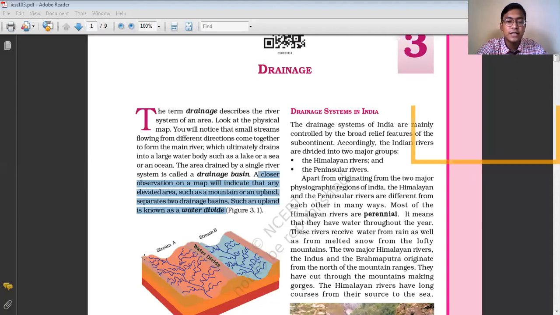And on the other side, you see another important, main river along with its tributaries and streams, and they form a separate drainage basin. In between these two drainage basins, you see an uplifted landmass. So this uplifted landmass or land area is known as the water divide.